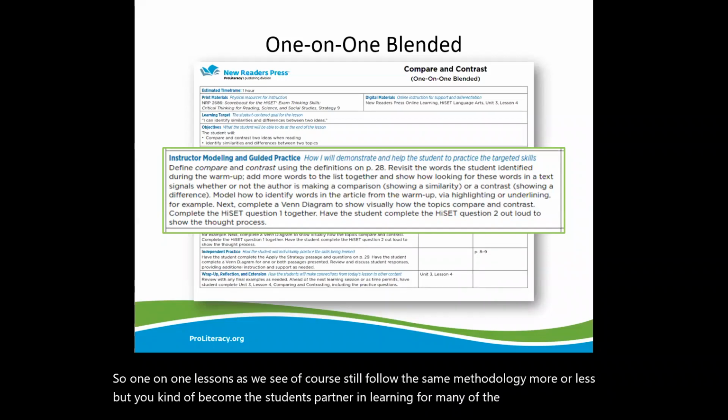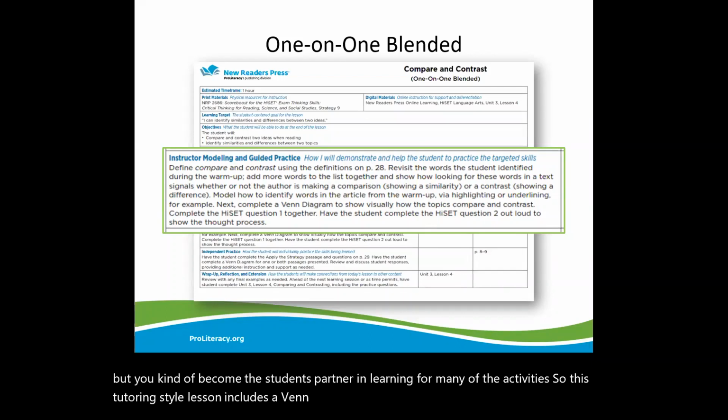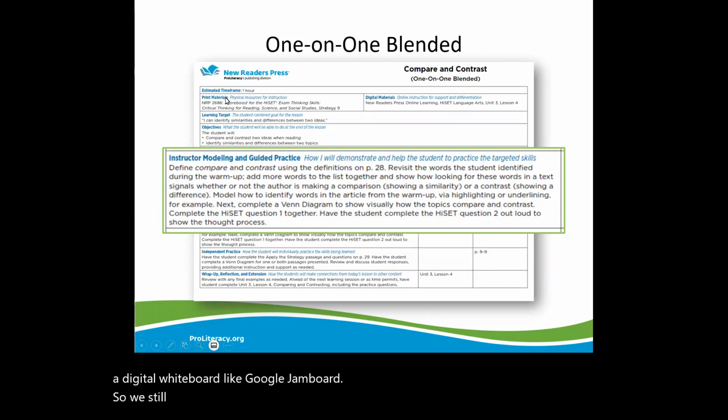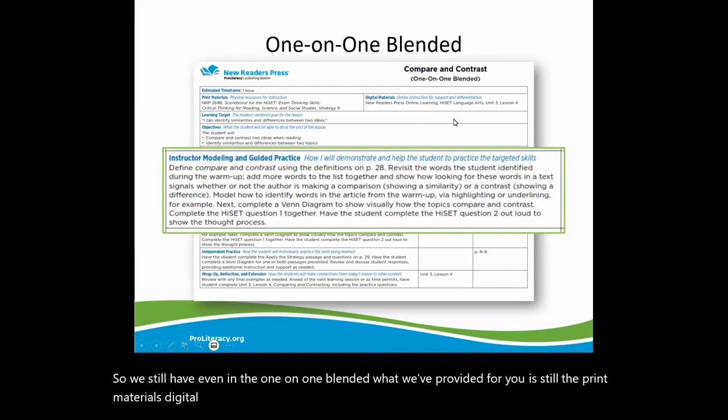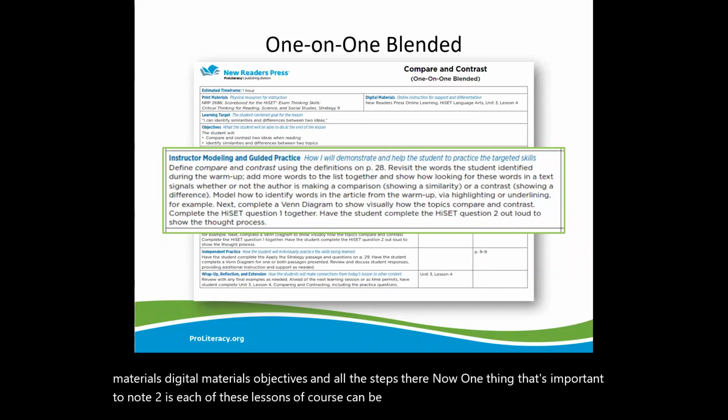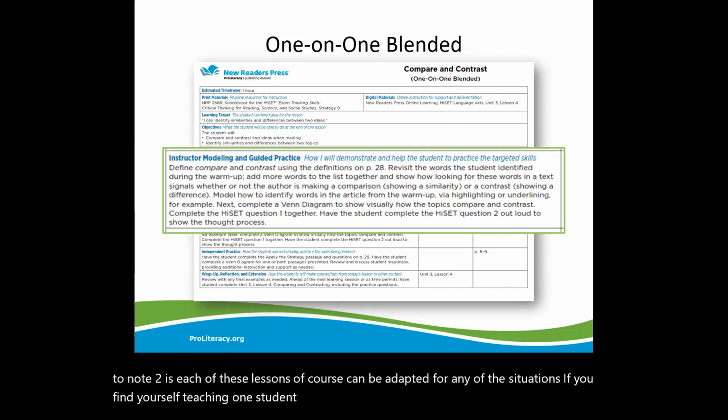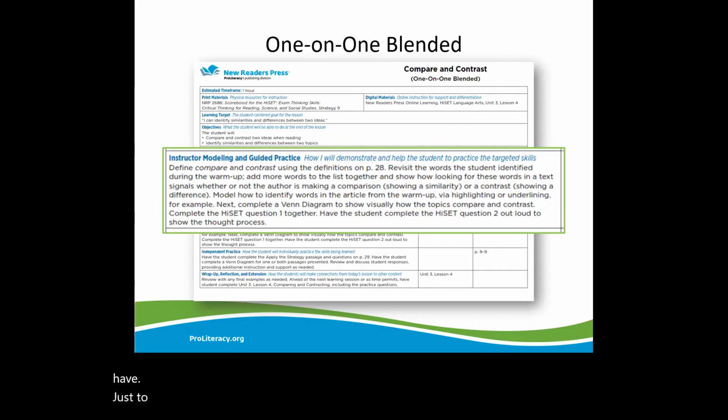So this tutoring style lesson includes a Venn diagram, again, easily replicated via a presentation slide or a digital whiteboard like Google Jamboard. So we still have, even in the one-on-one blended, what we've provided for you is still the print materials, digital materials, objectives, and all the steps there. Now, one thing that's important to note too is each of these lessons, of course, can be adapted for any of the situations. If you find yourself teaching one student, the in-person with the digital platform can, of course, be adapted for that one-on-one interaction, and kind of vice versa. So you really have just a whole vault of things to choose from.